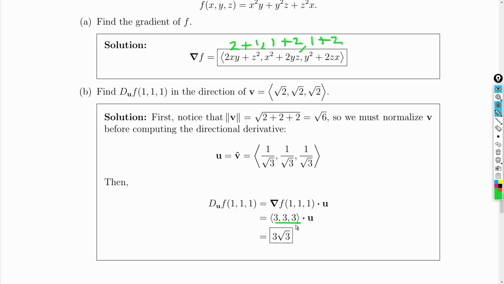And you're dot producting this with the unit vector that we computed. And so we end up with 3 over root 3 times 3. And one of these will cancel, which gives you 3 root 3. Okay.